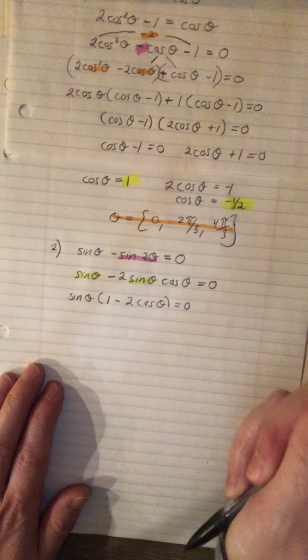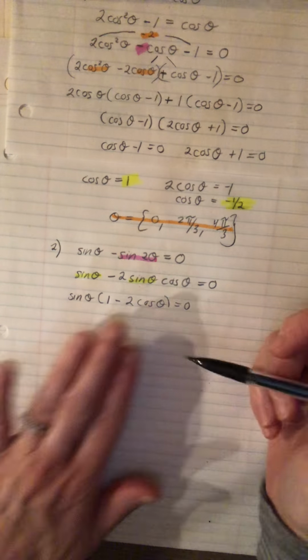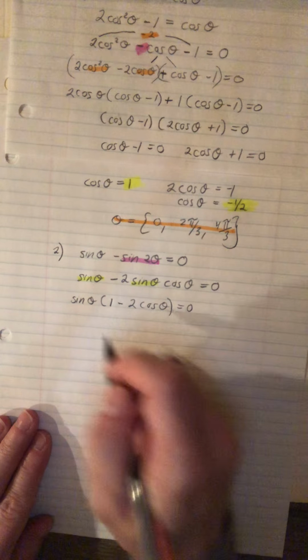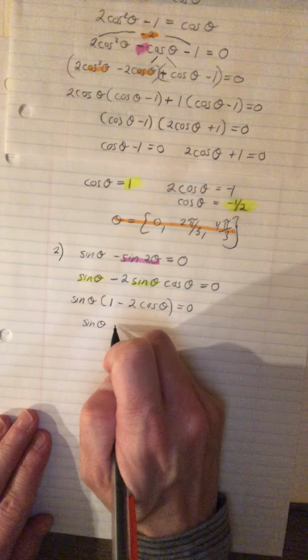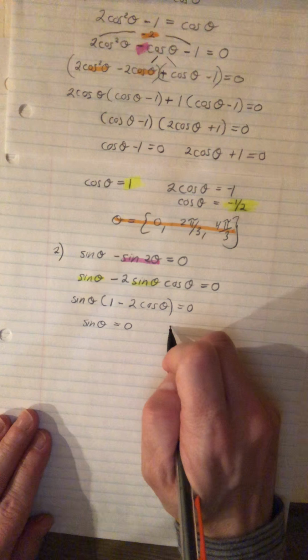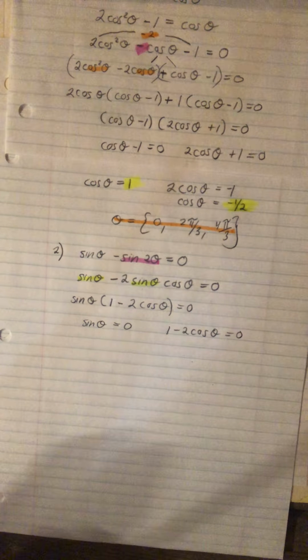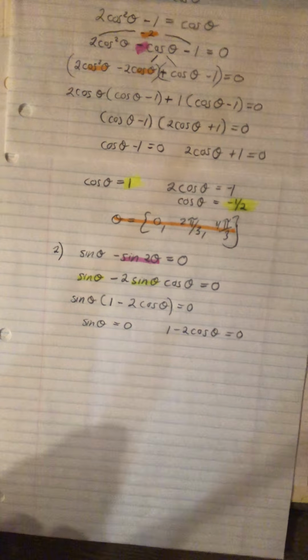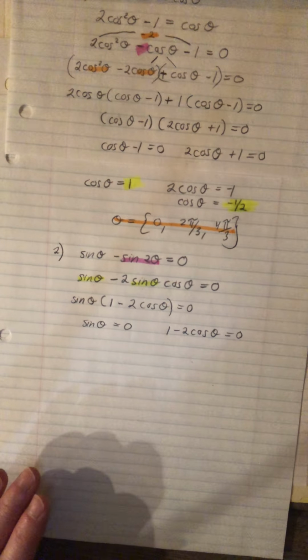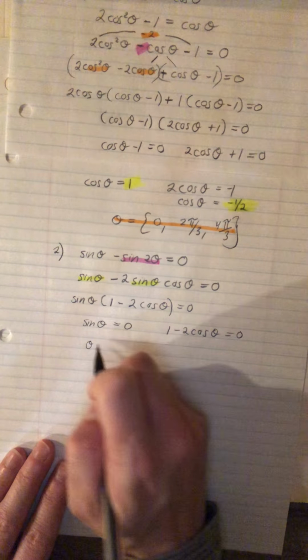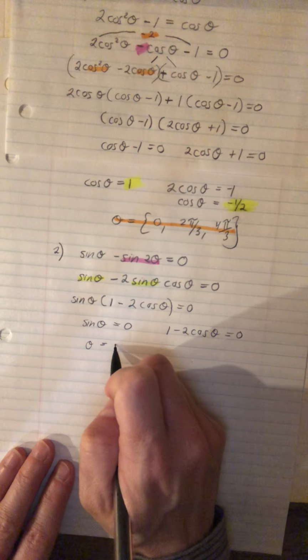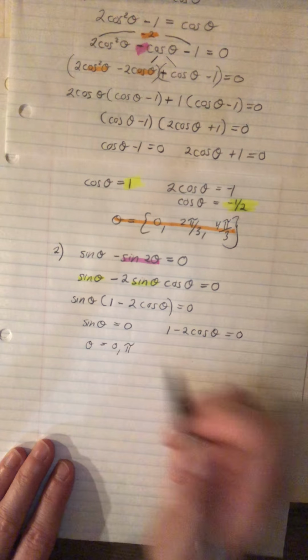And guys, I can solve this. I have 2 things whose product is equivalent to 0. So I set them both equivalent to 0. I get sine theta is 0, and 1 minus 2 cosine theta is equivalent to 0. And I can solve both of them. Sine is our y value. When is y 0? Y is 0 at 0 and pi.